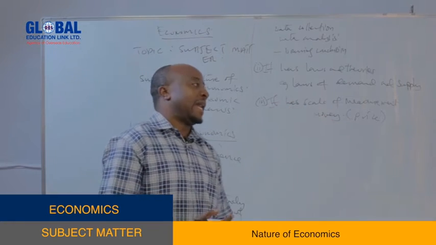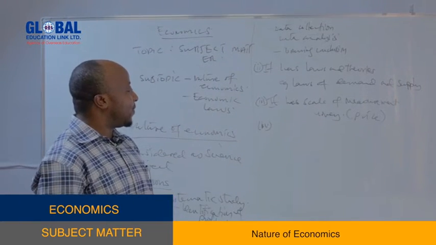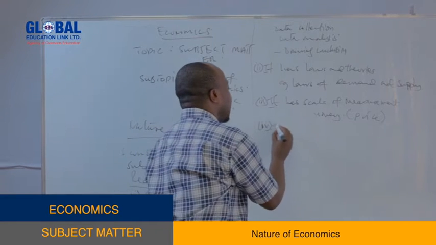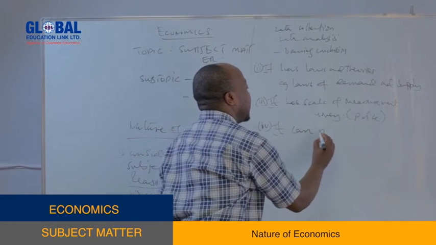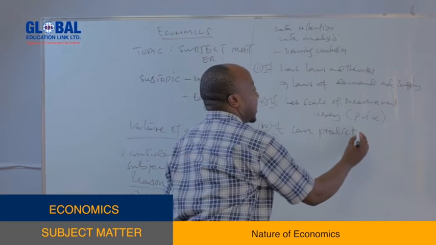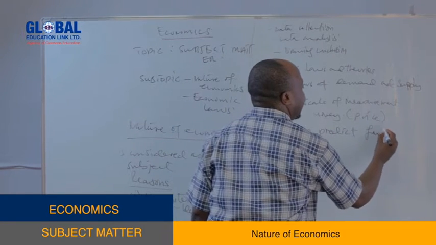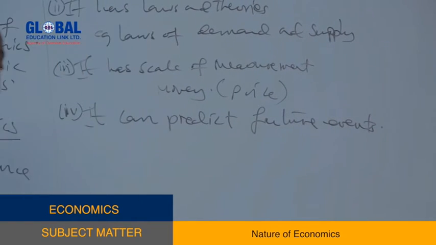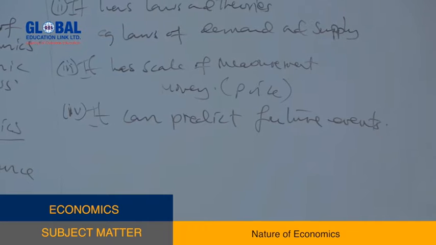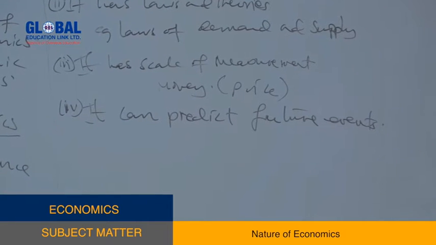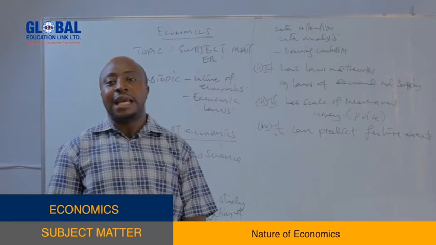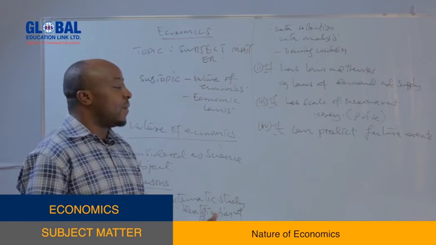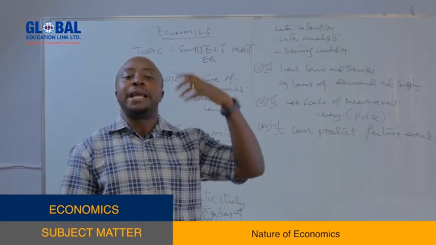Another reason why economics is regarded as a science is that it can predict future events. Like what is happening in other pure science subjects, like physics and chemistry, they can use the laws and theories available to predict what will be happening in the future.